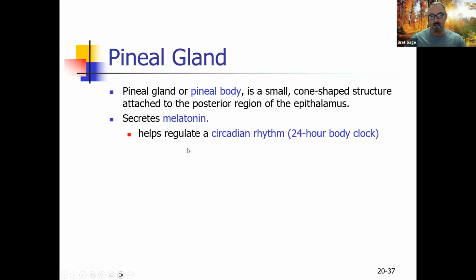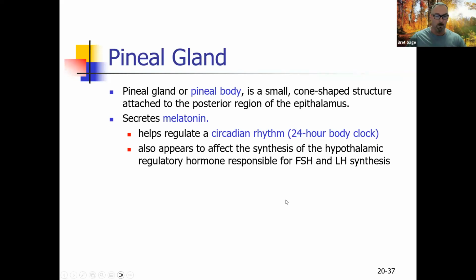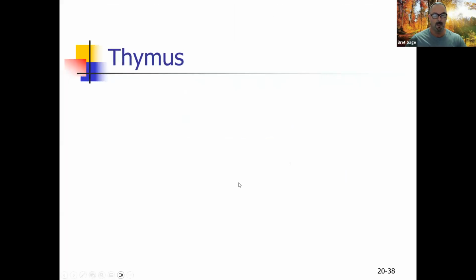Helps regulate a circadian rhythm, or 24-hour body clock. So when you produce more melatonin, it makes you sleepy. When you produce less, it makes you more wakeful. It also appears to affect the synthesis of the hypothalamic regulatory hormone responsible for FSH, which is follicle stimulating hormone, and LH, luteinizing hormone synthesis. Role in sexual maturation is not very well understood, but it does have an effect.